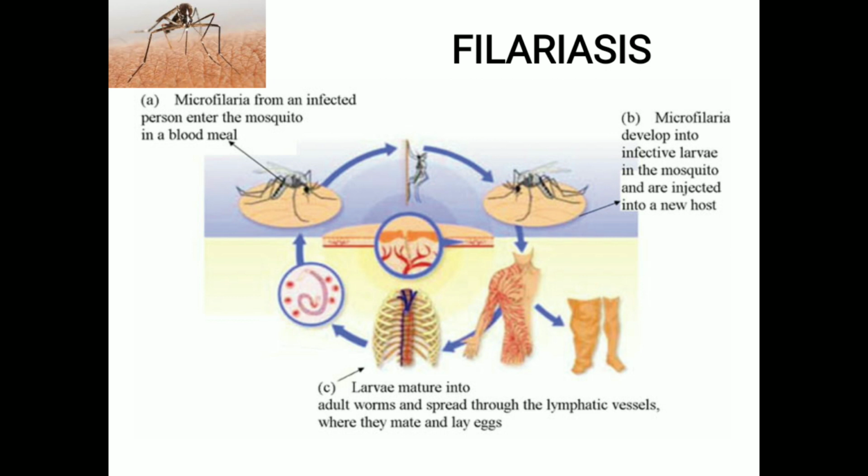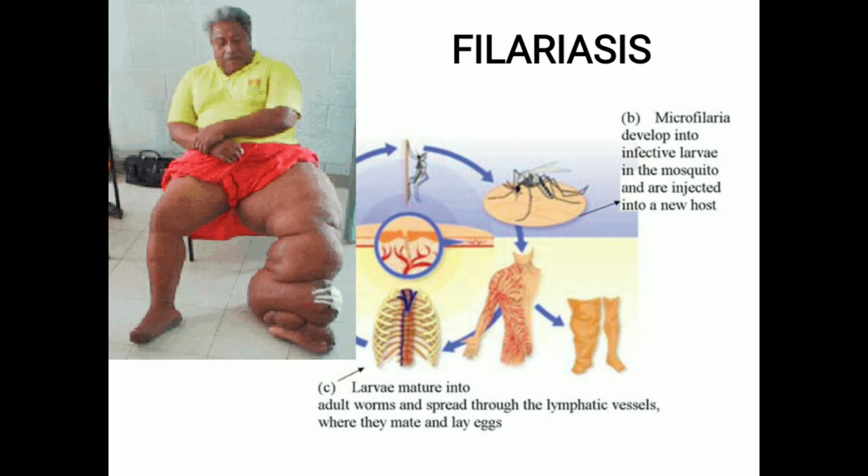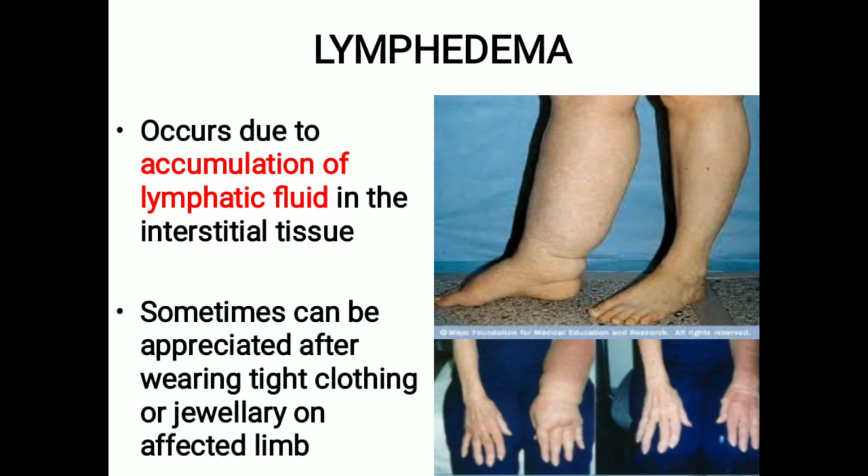Filariasis: you see this case, this is the larva, which matures into an adult worm and spreads through the lymphatic vessel, where they mate and lay eggs. This is a filariasis case you have seen, that is the lymphatic vessel. Lymphedema occurs due to accumulation of lymphatic fluid in the interstitial tissue, sometimes appreciated after wearing tight clothing or jewelry on the affected limb. This is about lymphedema.